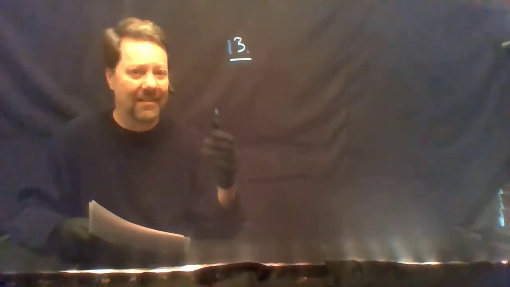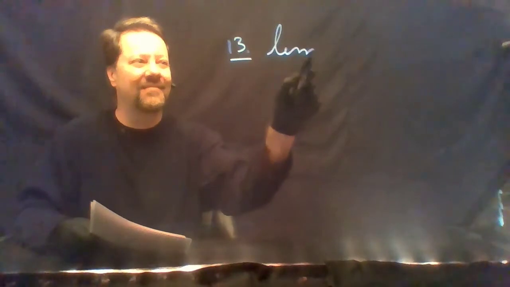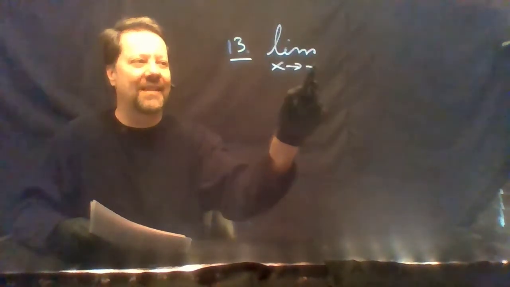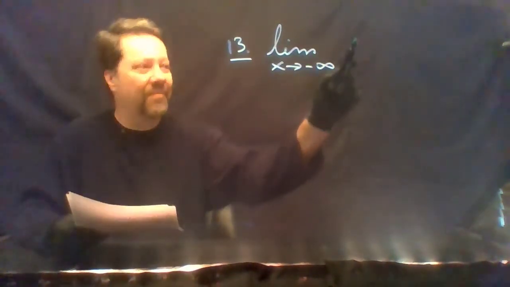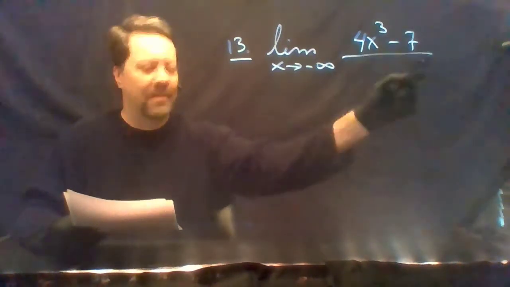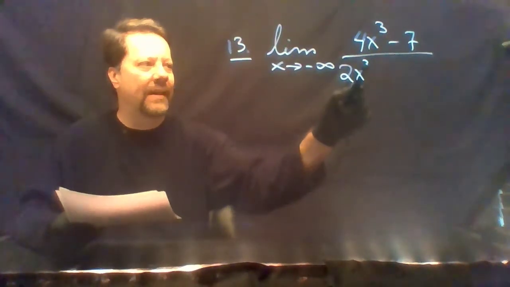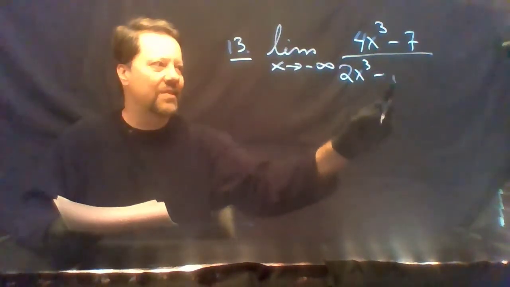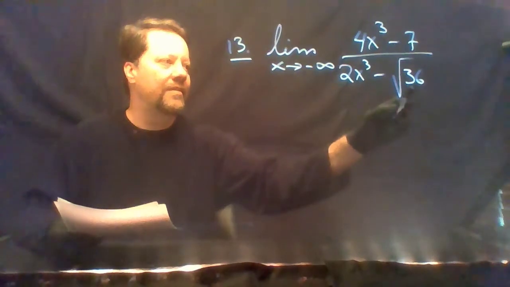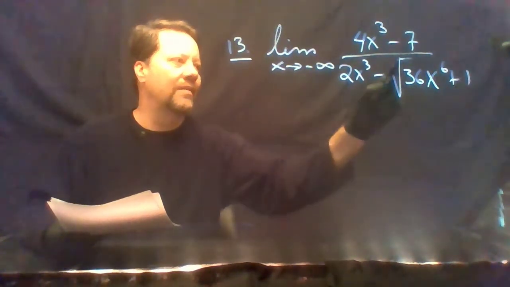Problem 13 is a problem that students often struggle with. It's the limit as x goes to minus infinity of 4x cubed minus 7 over 2x cubed minus the square root of 36x to the 6th power plus 1.